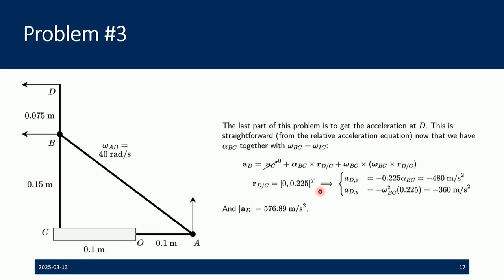We have both of these. The alpha BC we got in the last slide, so we're going to use that. The position vector RD with respect to C is positive 0.225 in Y and 0 in X. If you plug in the expressions, you can immediately evaluate the two components of the acceleration. So ADX is minus 0.225 alpha BC, and that's minus 418 meters per second squared. Then the Y component of the acceleration is minus omega squared times 0.225, and that's minus 360 meters per second squared. If you want, you can get the magnitude as well. It's 576.89 meters per second squared. So we got the two things we were looking for.